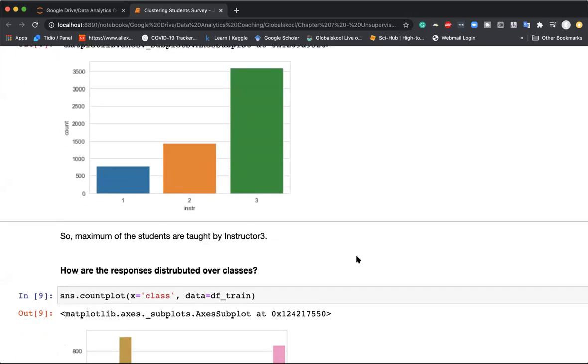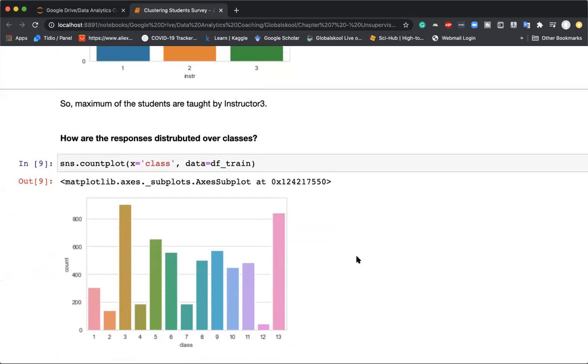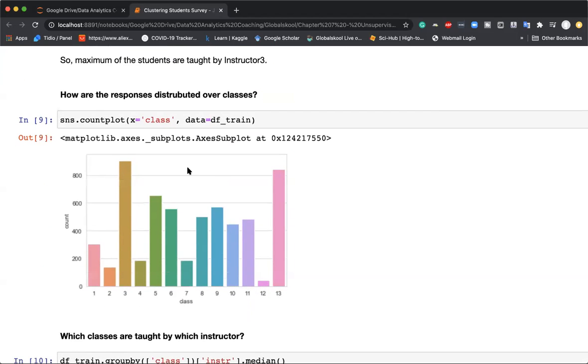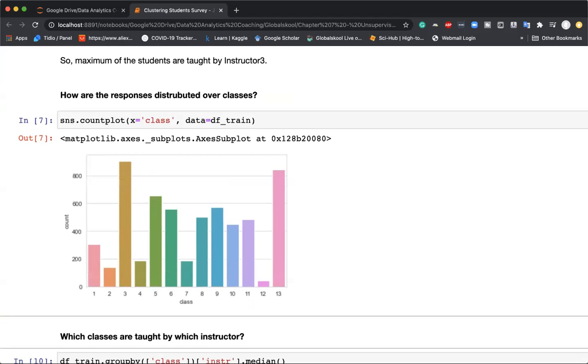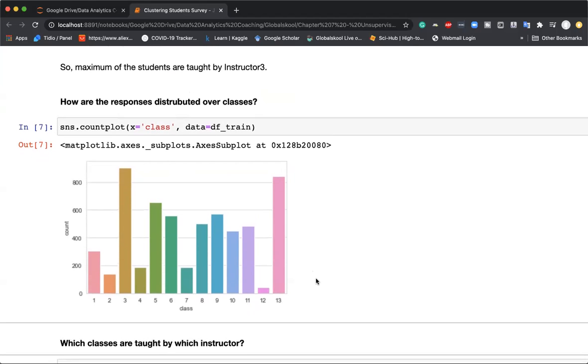Let's go ahead and look at some other things. So how are the responses distributed over classes? For each subject, how many different responses we have. So I'm doing a count plot in terms of class. We now know that there are 13 classes, and these are the number of responses for each of the classes. Looking at this, do we have any observations?